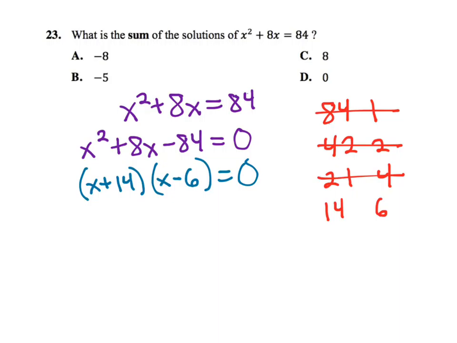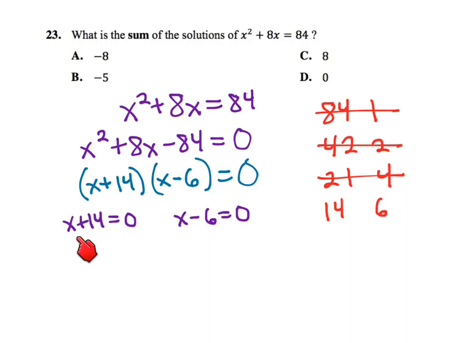Right, but I'm not done yet, am I? I need to identify the sum of the solutions. Oh, so I still need my solutions, don't I? So let's see. Zero product property says that one of these binomials has to be equal to 0. So x plus 14 could equal 0, or x minus 6 could equal 0. Why is that the case? Because I'm not going to get 0 as a result of these products unless one of them is 0, right? There's no other numbers that could give me 0.